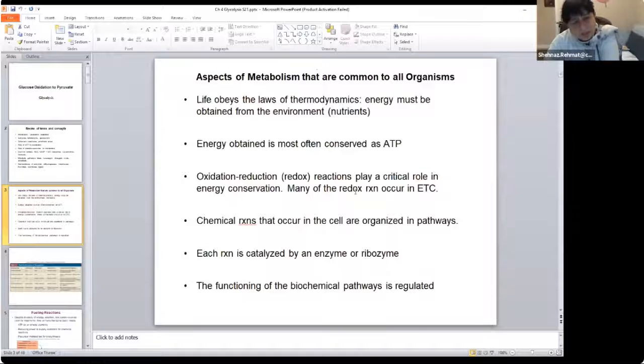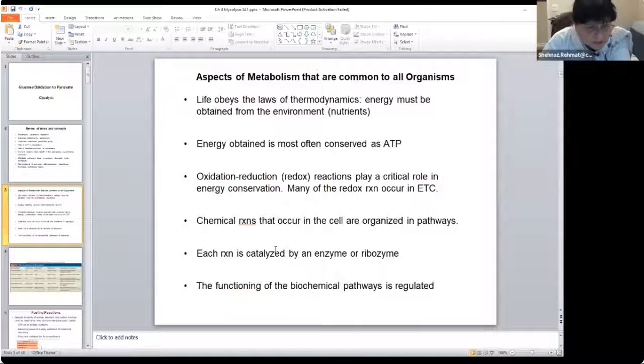And many of the oxidation reduction reactions occur in the electron transport chain, and we'll talk about the electron transport chain very soon. Chemical reactions that occur in the cell are organized in pathways. You're familiar with it, that they have to be in a pathway which allows the maximum efficiency in the cell. So the product of one reaction acts as a substrate for the next reaction and so on. So they are organized in these pathways, as we call them.